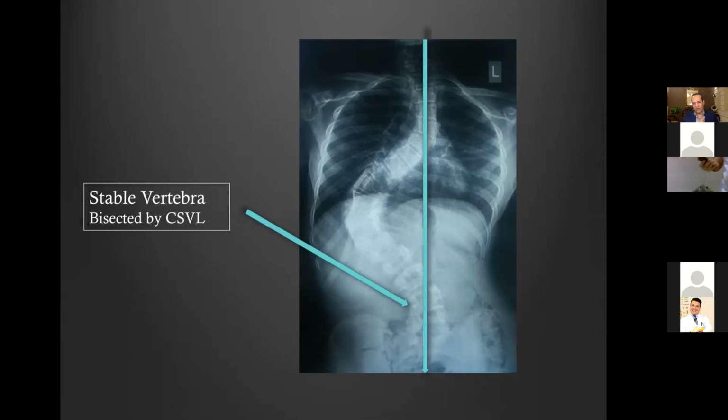If you start your reconstruction from this, you are safe. But you can go to the neutral or the end vertebra, according to the case, to save more vertebrae for motion preservation.